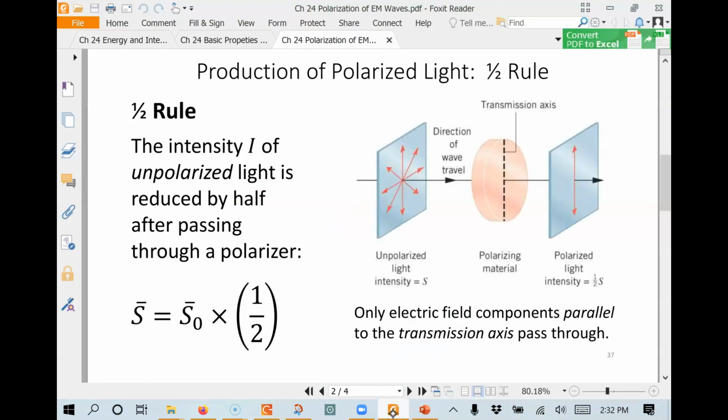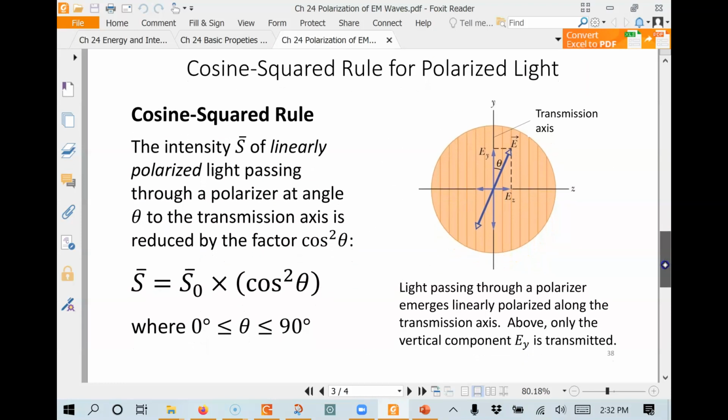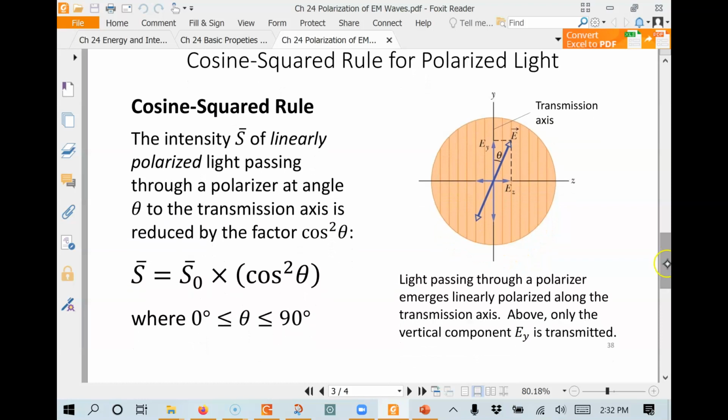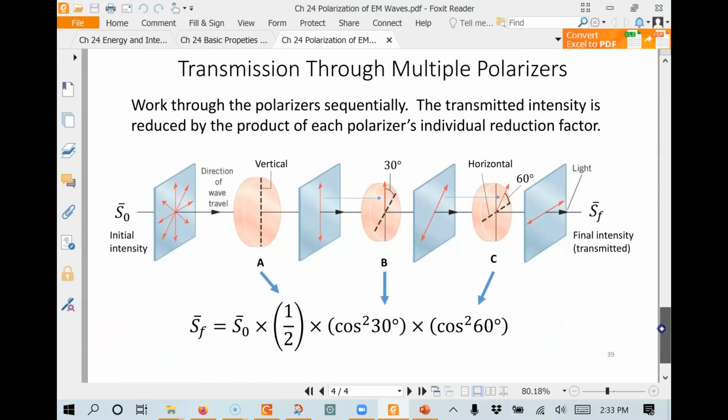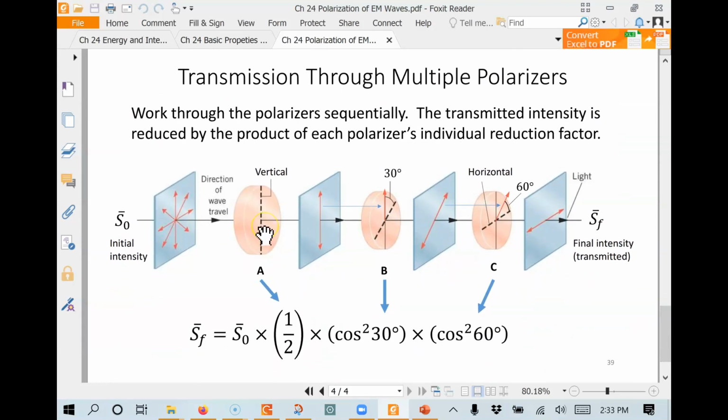If you have unpolarized light and it goes through a polarizing material, you're going to have a decrease to 1/2 of the initial intensity, as only one direction will pass through. Once you've got polarized light, if you approach a polarizer, you're going to have a decrease by a factor of cosine squared of the angle between the incoming light polarization direction and the transmission axis. Finally, if you have multiple polarizers in a row, each time you pass through a polarizer, it's just a multiplier that decreases the intensity.